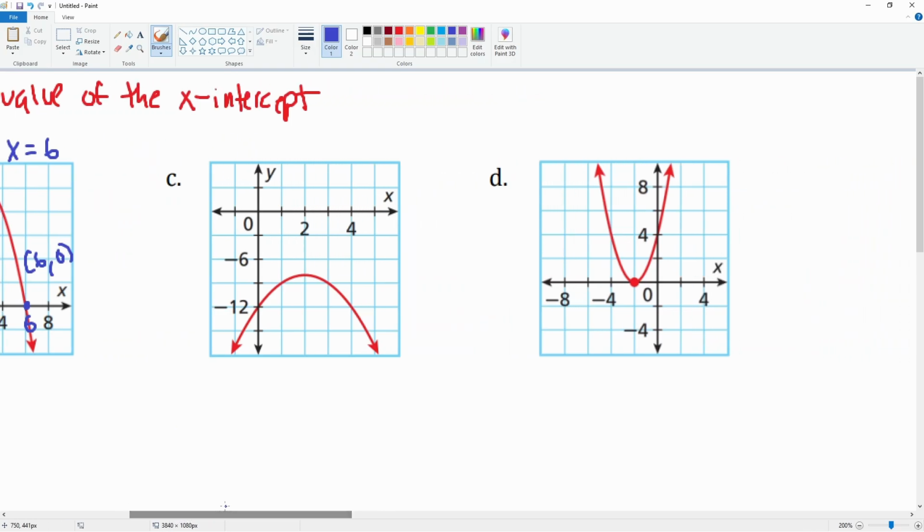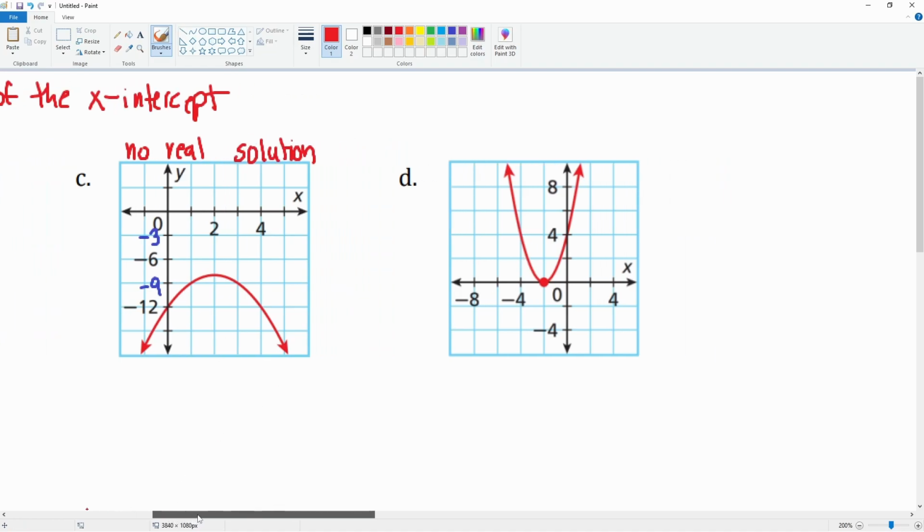Okay. C. I think this is -3 and this is -9. All right. So it looks like, it doesn't cross. So there are no x-intercepts. So there are no real solutions here, right? Because there's no x-intercept, right?